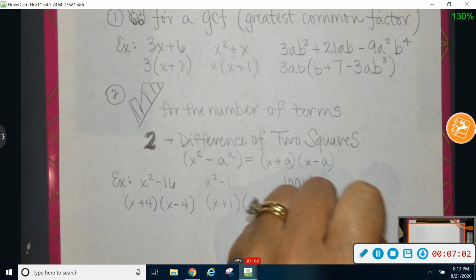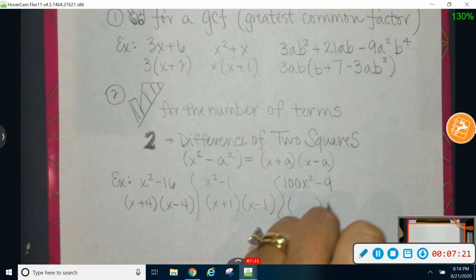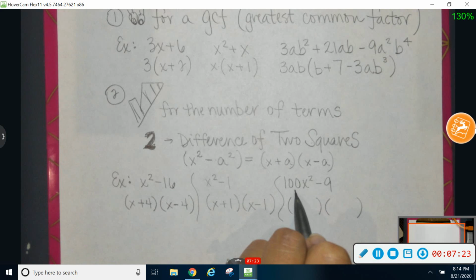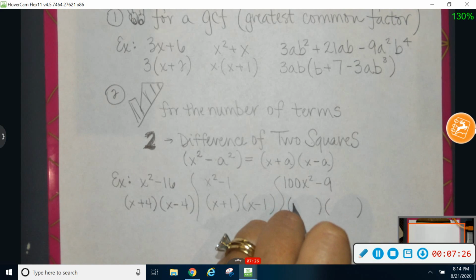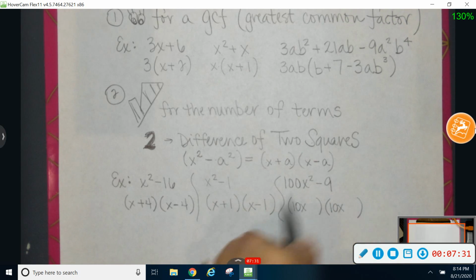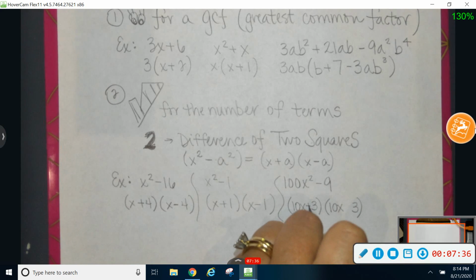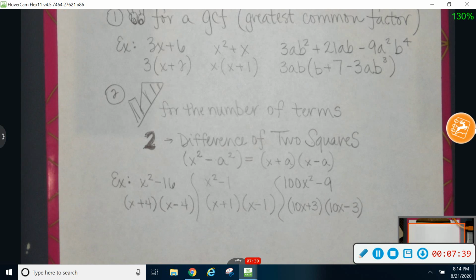What about 100x squared minus 9? 100x squared minus 9. GCF? Nope, nothing they share. Two terms? Yes. Are they perfect squares? Yes. Is it a difference? Yes. Two factors. What's the square root of 100x squared? Well, the square root of 100 is 10. The square root of x squared is x. So we'll have a 10x, 10x. Square root of 9 is 3, so 3 in the front, 3 in the back. One factor with a plus, one factor with a minus.